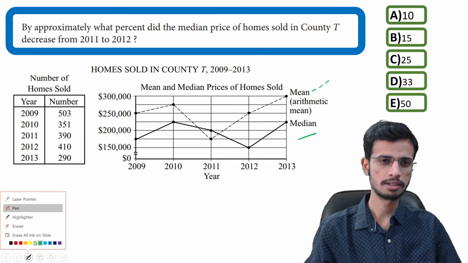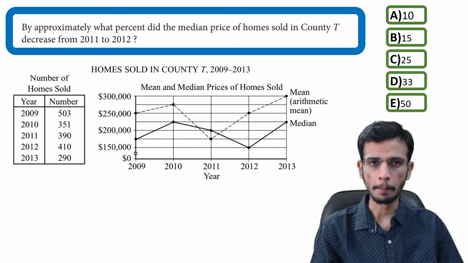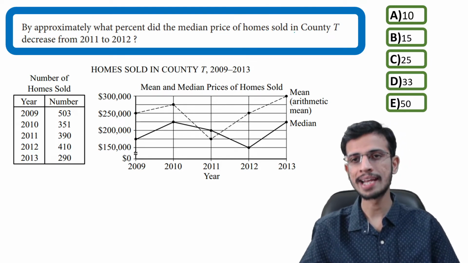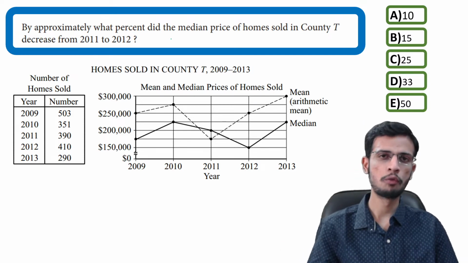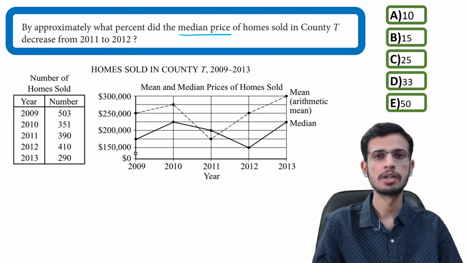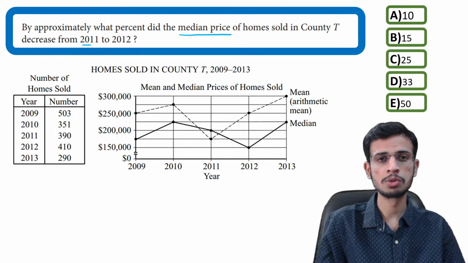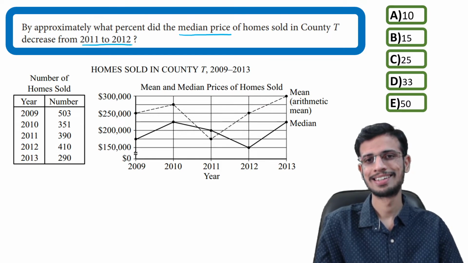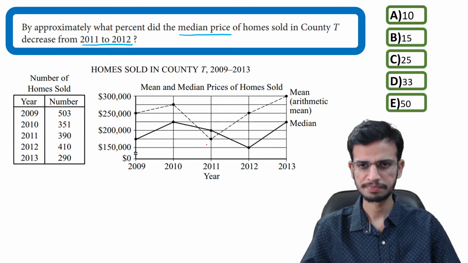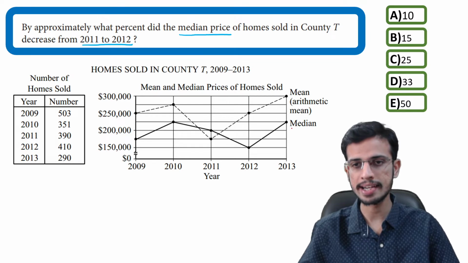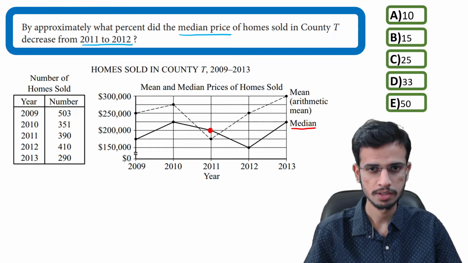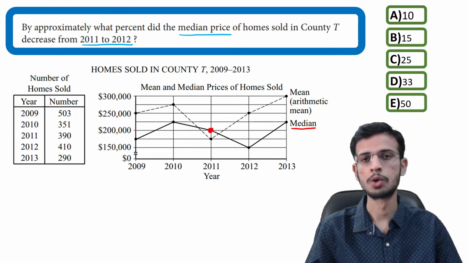So let us read the question first. By approximately what percent did the median price of homes sold in country T decrease from 2011 to 2012? For 2011, what is the median price of homes sold? They have mentioned a decrease, and the solid line is for the median. So for 2011, this is the median, $200,000, or we can say $2 lakh.